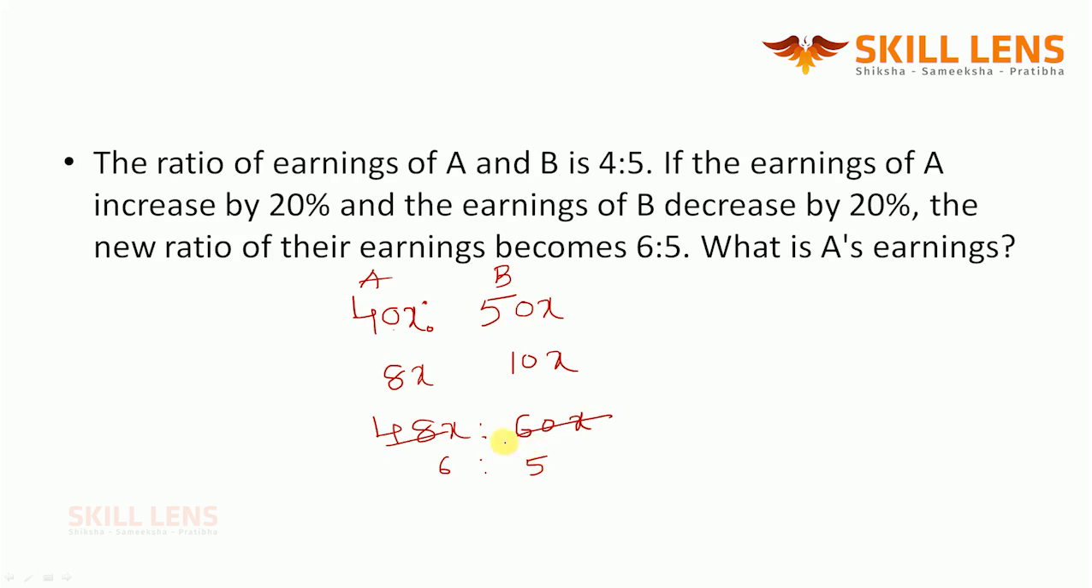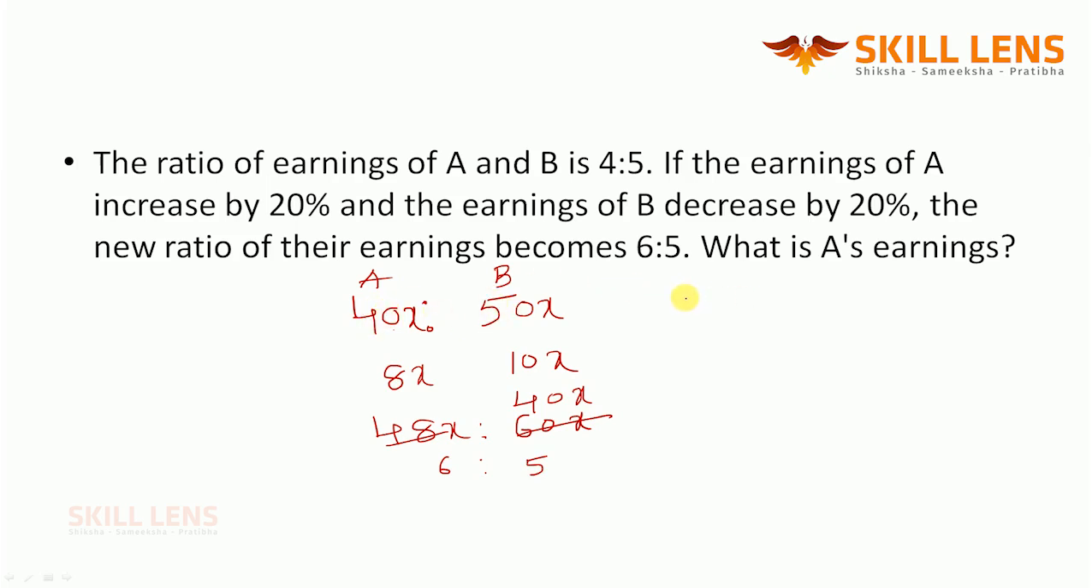Is this equal to 6:5? Sorry, there is a decrement, right? Decrement means you have to subtract. When you write 48 and 40, it's going to be 6:5. Yes, correct. But who told you 40x and 50x?